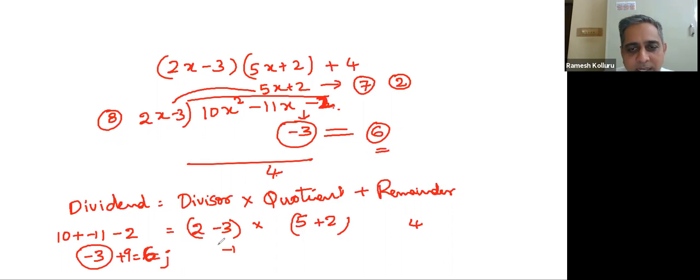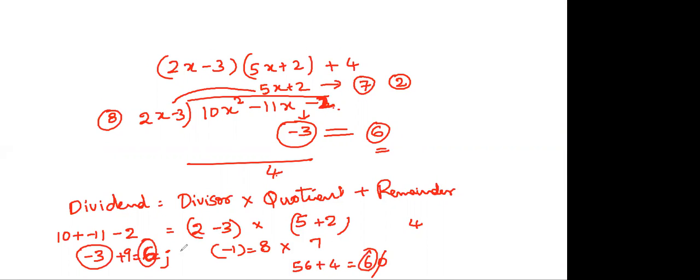Here minus 1 is 8. 8 into 5 plus 2 is 7. 8 sevens are 56. Plus 4 is equal to 60. So 0 take it out. 6 and 6 are matched.